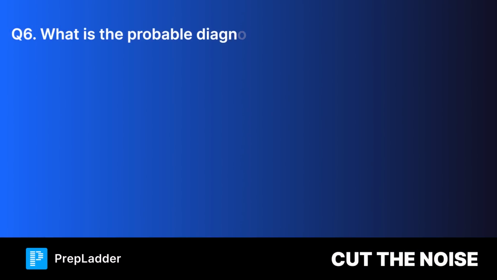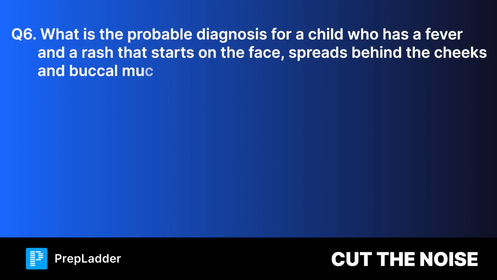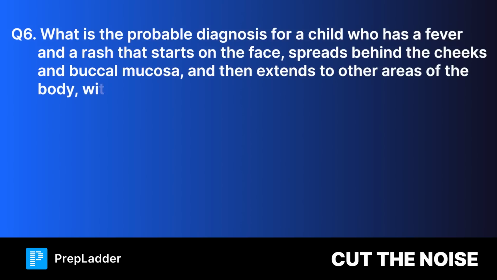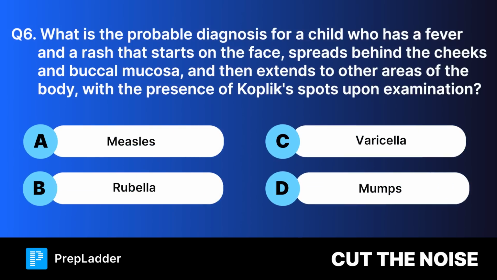Question 6. What is the probable diagnosis for a child who has a fever and a rash that starts on the face, spreads behind the cheeks and buccal mucosa, and then extends to other areas of the body, with the presence of complex spots upon examination? Your options are.